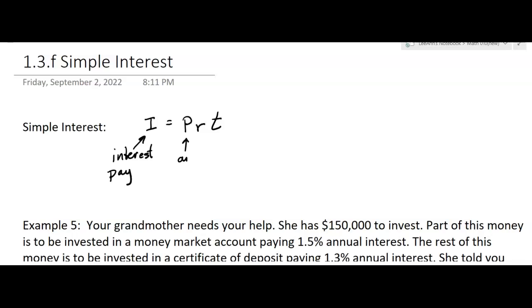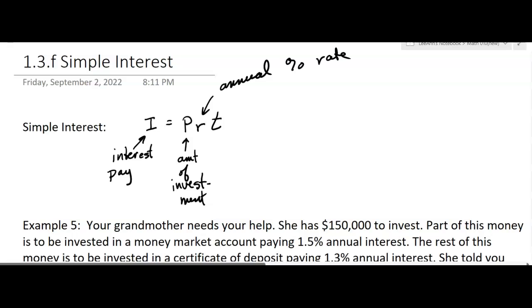Principal is the amount of the investment or the loan, but we're investing this time. Now R is the annual percentage rate. Okay, so it's going to be given as a percent. You'll have to change it to a decimal. And then T is time in years.